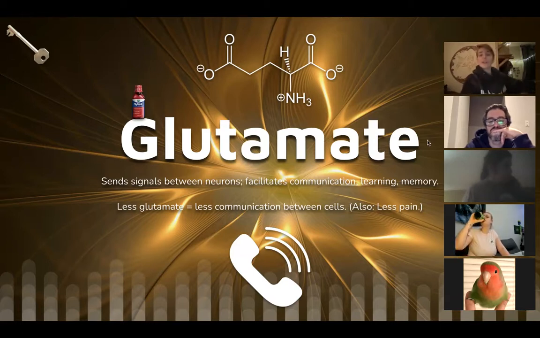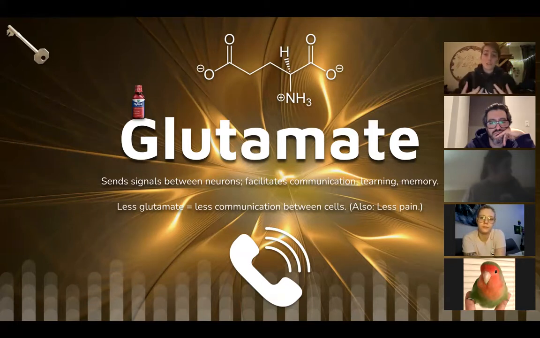Then moving on to glutamate. Glutamate is a neurotransmitter that facilitates communication between neurons. I say it facilitates communication between brain and body. That's not a very precise explanation, but the reason I say that is because it helps people remember that glutamate is usually acted on by dissociatives. Dissociatives will interrupt that communication a little bit. They decrease the signaling between brain and brain, brain and body.